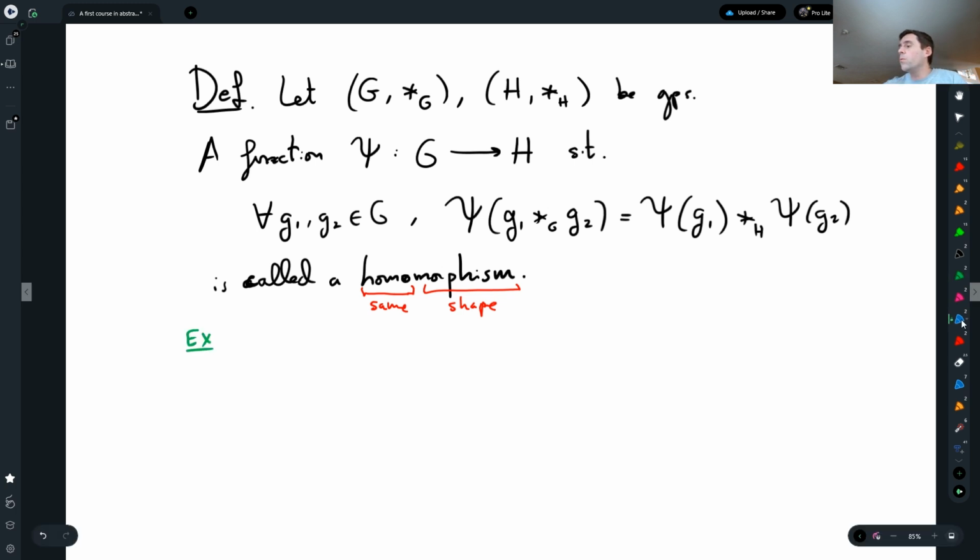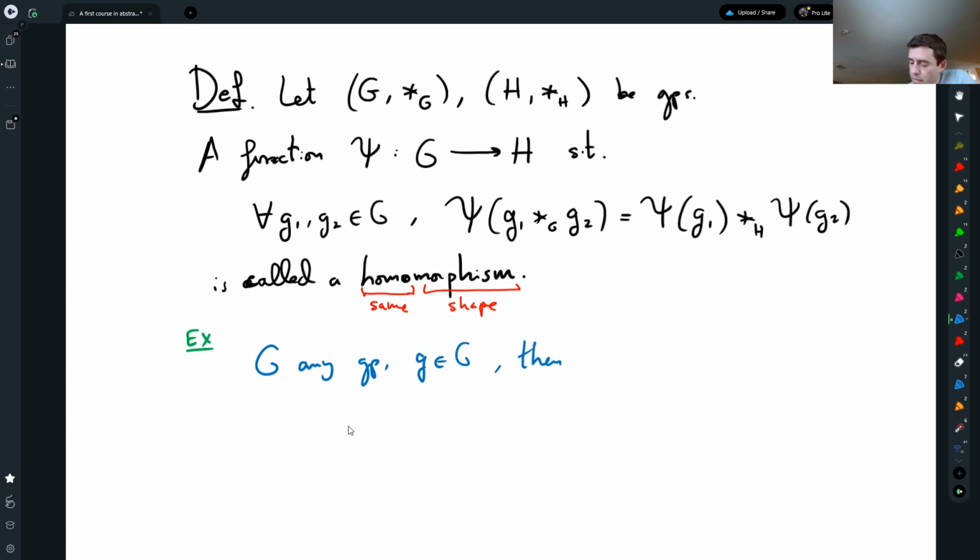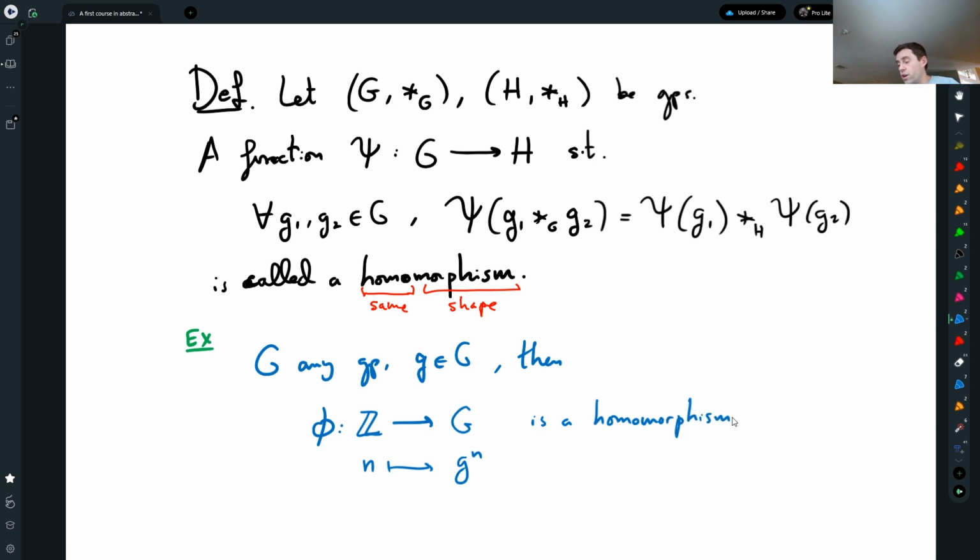Now a homomorphism that I'm going to use often. So all the other ones that I've showed you, let me actually start with that. G any group and G in G, then the map that sends the integers to G, and sends n to G to the n, is a homomorphism, because as we have seen, it preserves group structure.